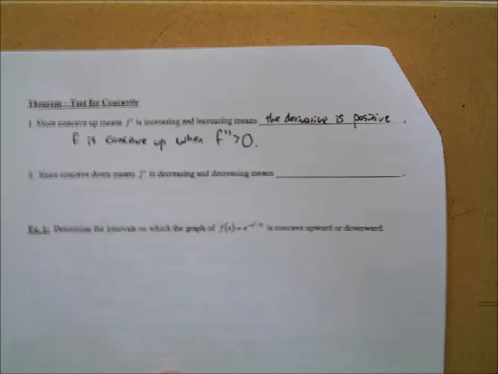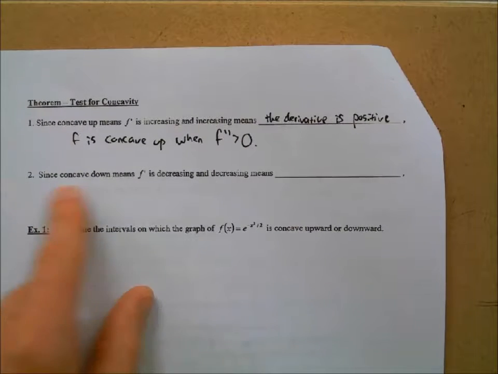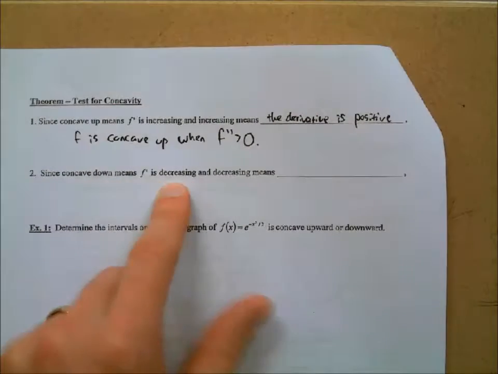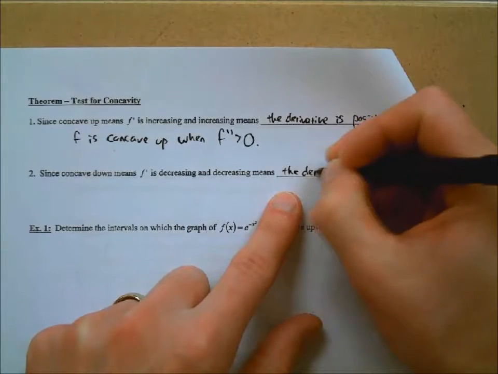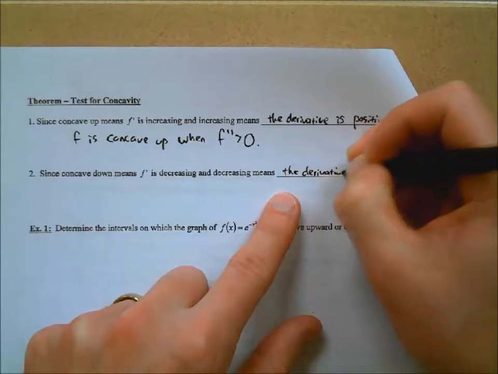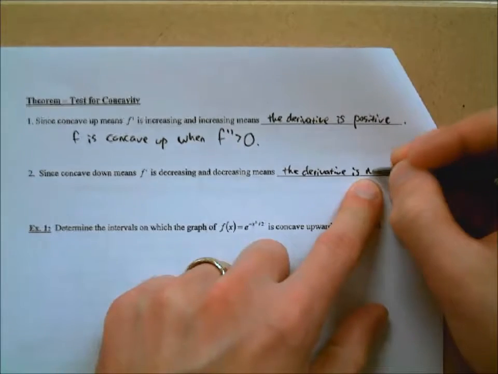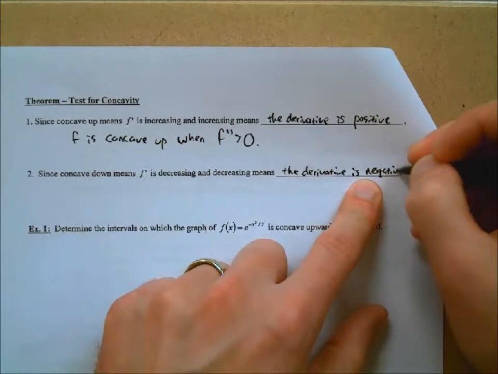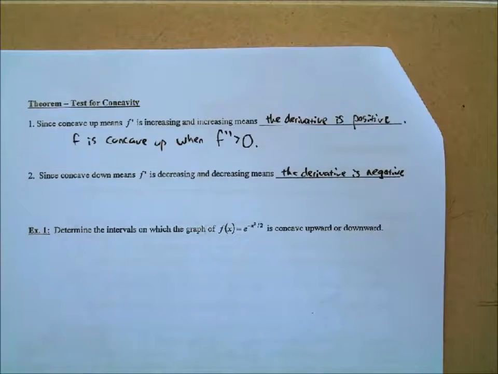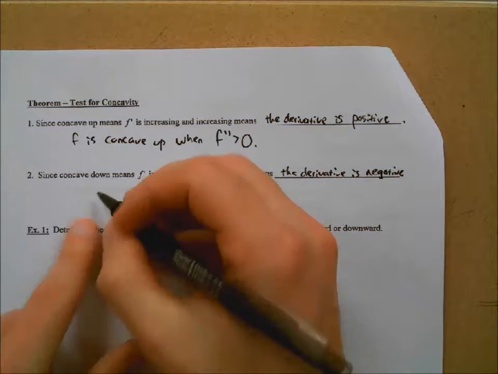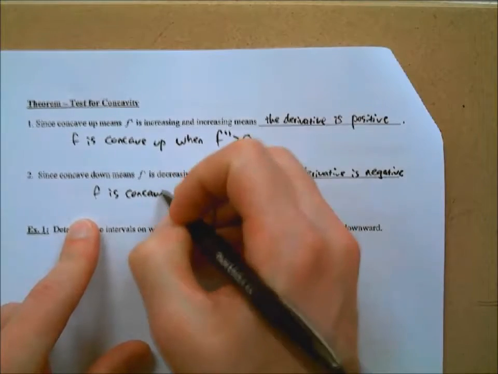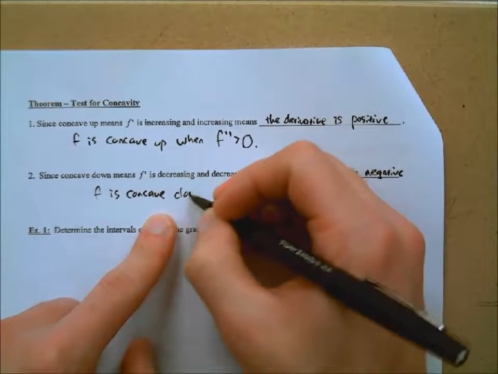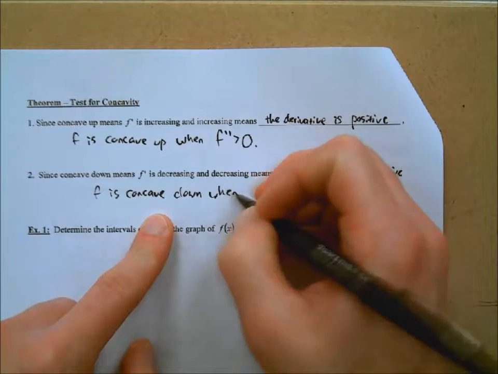In a similar fashion, since concave down means f prime is decreasing, and decreasing means the derivative is negative, then f is concave down when what is true?